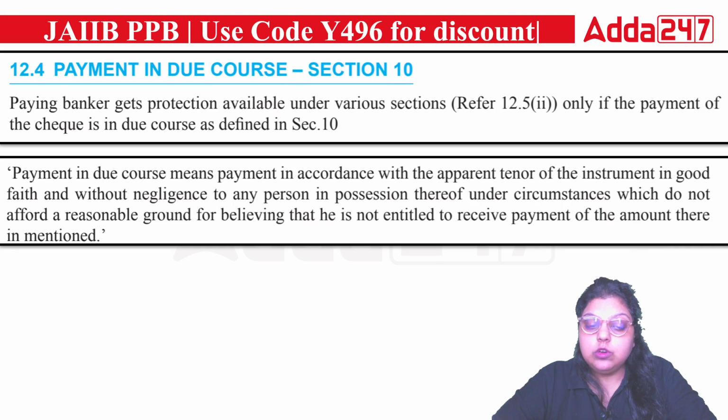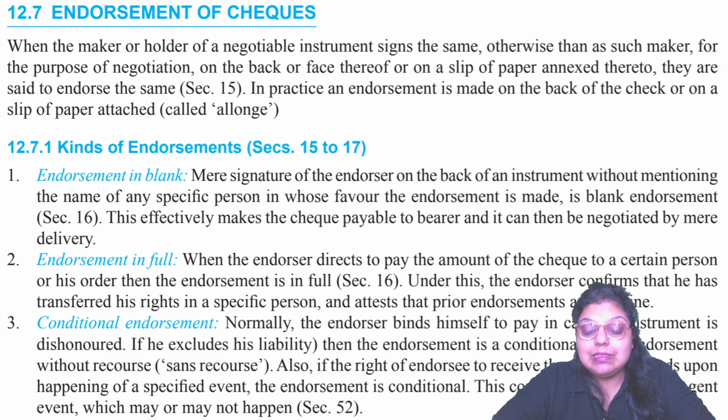So payment in due course means simply payment in accordance with the apparent tenure, that is 3 months, that's the validity of the instrument, in good faith and without negligence to any person in possession thereof, under circumstances which do not afford a reasonable ground for believing that he is not entitled to receive payment of the amount. Okay, they are mentioned. So on the right condition, without negligence, with good faith, the bank has made the payment within the validity period of a check, that is known as payment in due course.